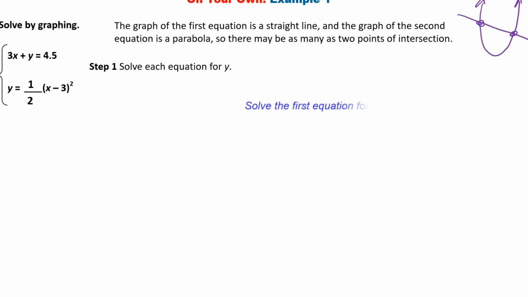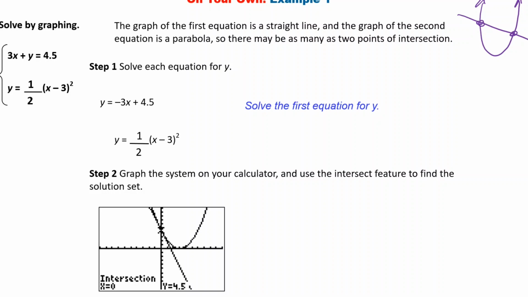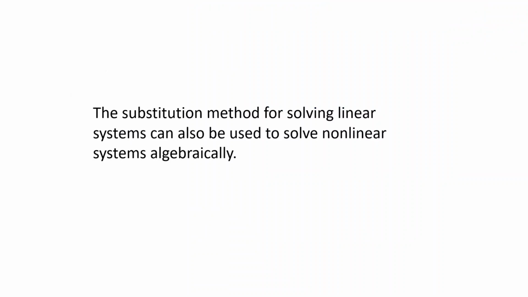So when we solve each equation for y, you should have gotten these 2 equations, and then all you have to do is put it into your calculator, and you can see that actually there is only 1 point of intersection, and that's at (0, 4.5). The substitution method for solving linear systems can also be used to solve nonlinear systems algebraically.